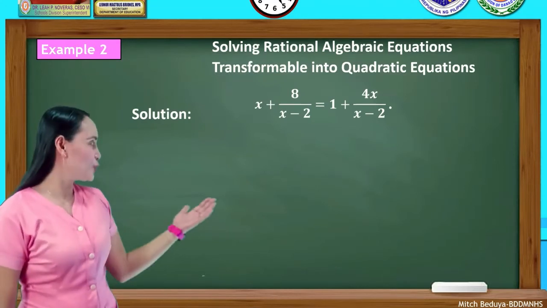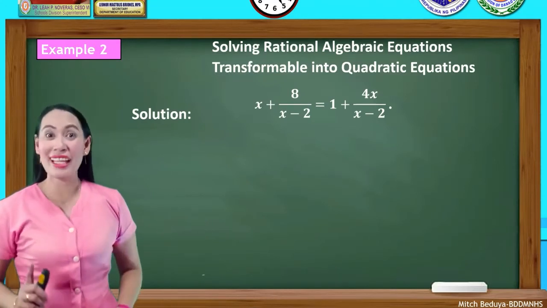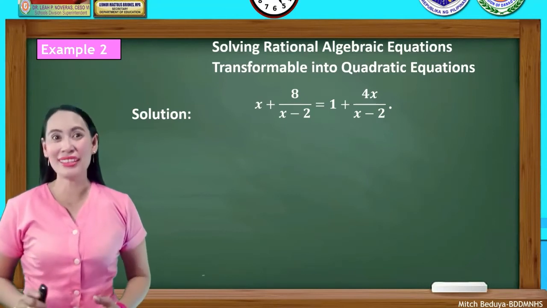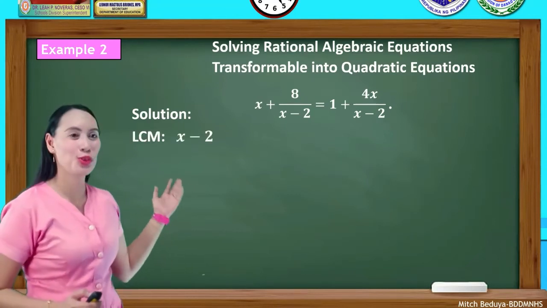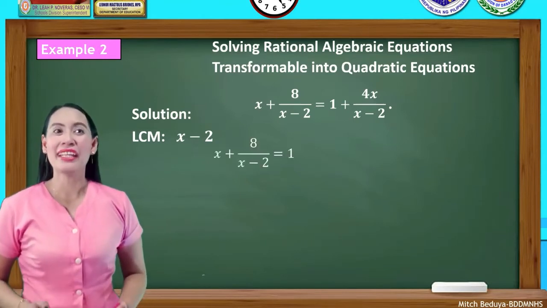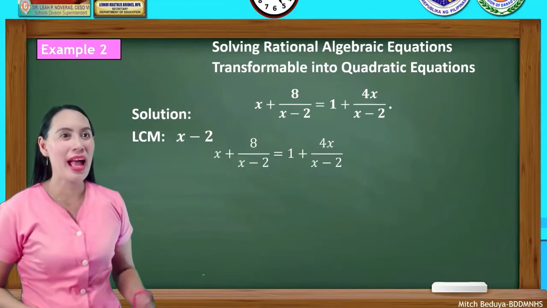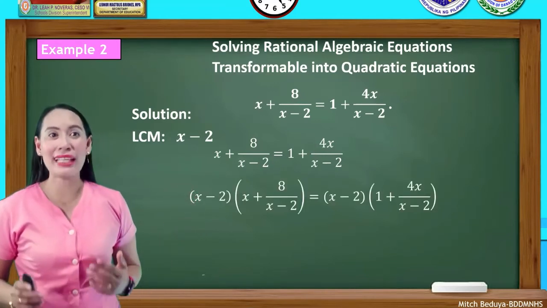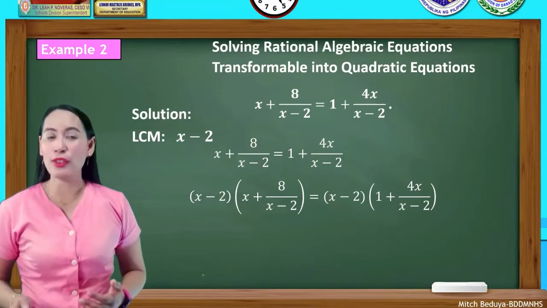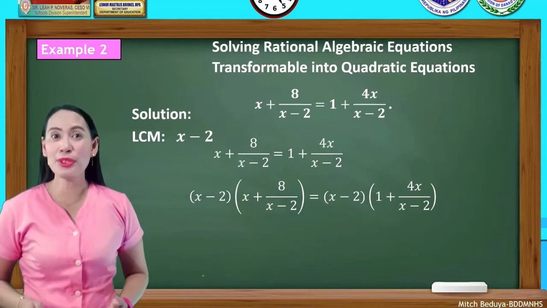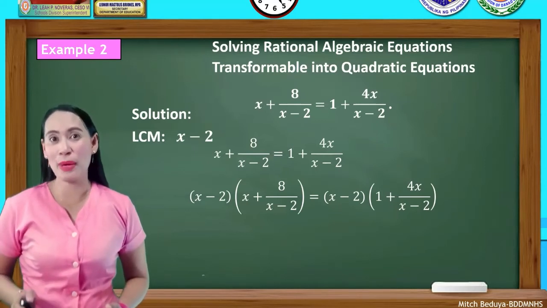Example number 2. What is the LCM? Yes, the LCM is x minus 2. By multiplication property of equality, the equation is now x minus 2 times x plus 8 over x minus 2 equals x minus 2 times 1 plus 4x over x minus 2.